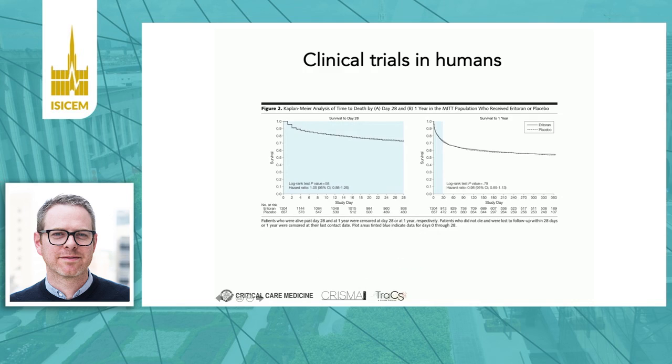Now, the results of this trial were a bit disappointing. So when you look at these Kaplan-Meier curves, both for 28-day survival on the left, as well as 1-year survival on the right, in fact, there's no difference between eritoran and placebo. And so this drug at the moment is not being used in clinical practice for severe sepsis.